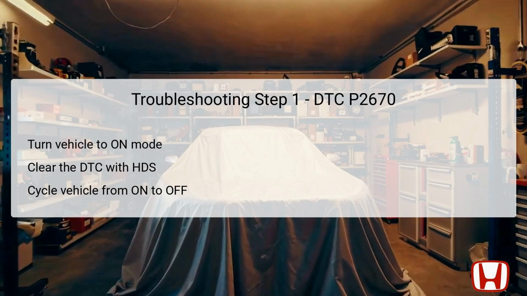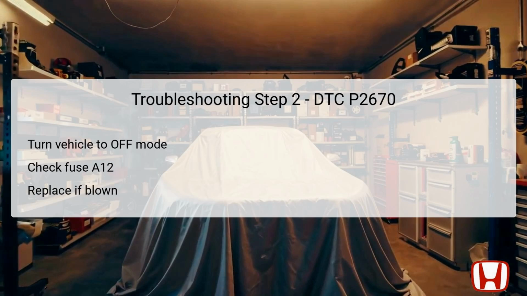After clearing the DTC, turn the vehicle back to the off or lock position, and then return it to the on mode after waiting several seconds. Following this, check if the DTC reappears as a pending or confirmed error with the HDS. If DTC P2670 is indicated again, the failure data has been duplicated, prompting you to advance to the next troubleshooting step.